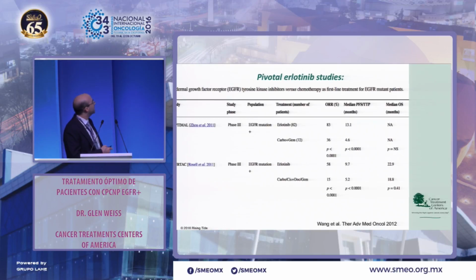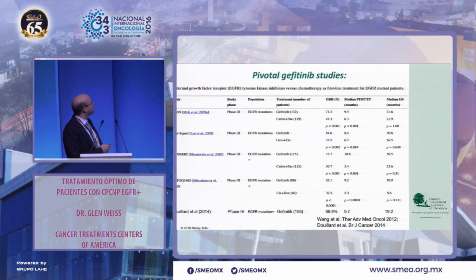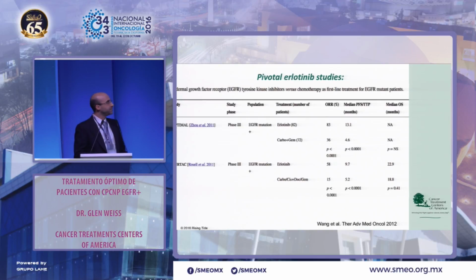And subsequent to that, there have been additional trials, primarily coming out of Asia, showing that gefitinib compared to chemotherapy has a higher response rate, higher PFS, but no difference in survival. The same is true with erlotinib in both European and Asian cohorts, showing EGFR TKI having an improved response rate and median PFS, but overall survival not significant.